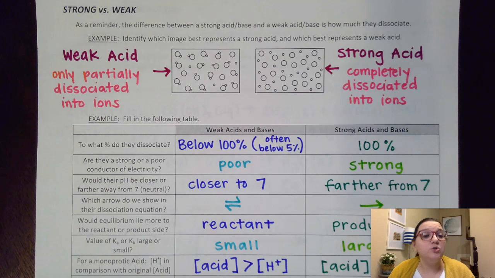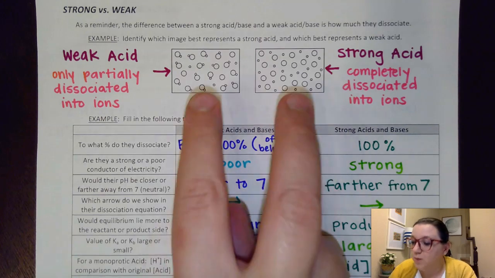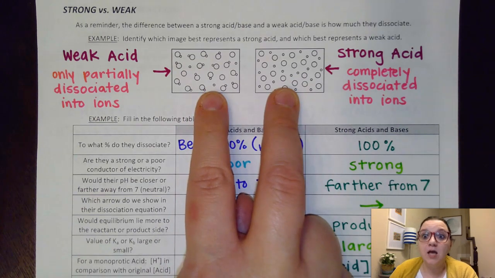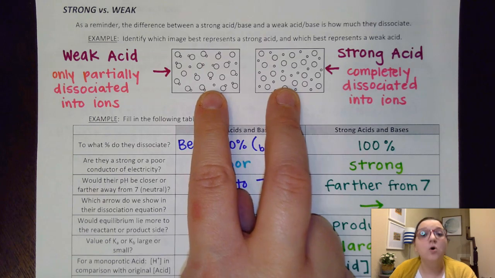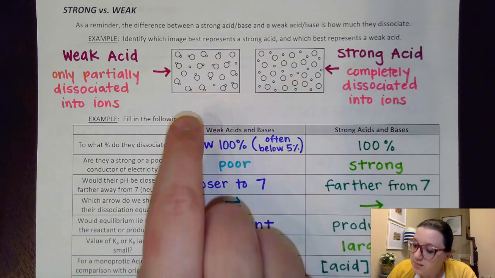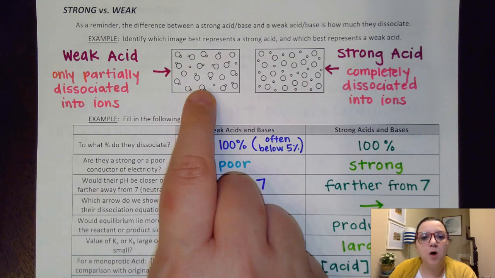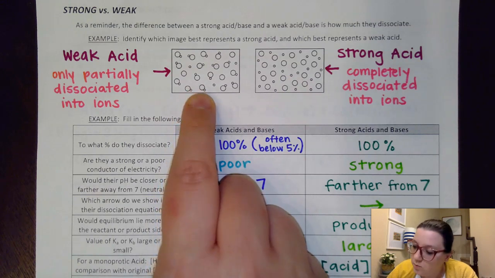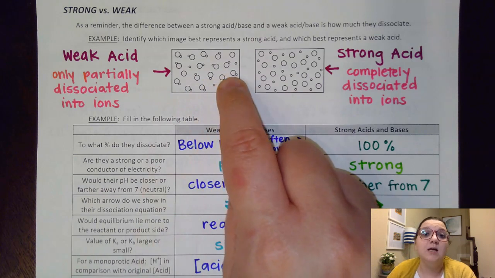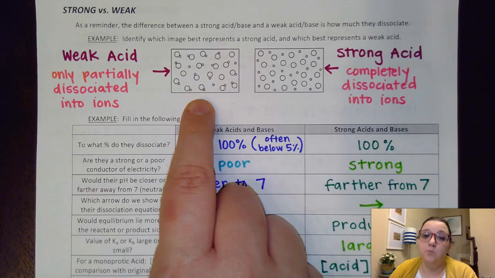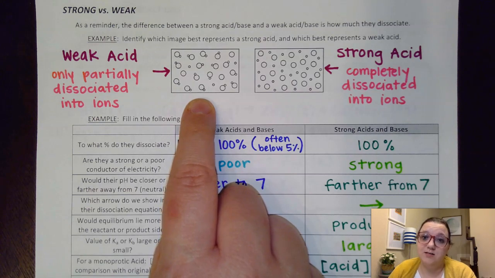You see here two particle diagrams, one representing a strong acid and one representing a weak acid. The way I would pick these out is by looking at how many of our particles have dissociated or split up into ions. In this diagram here, we notice quite a few molecules still together and only a couple that have dissociated into individual ions. So I can conclude that this would be representative of the weak acid. It is only partially dissociated into ions.